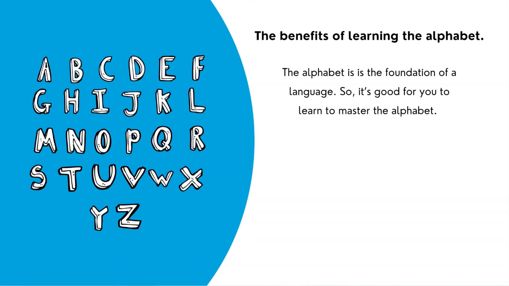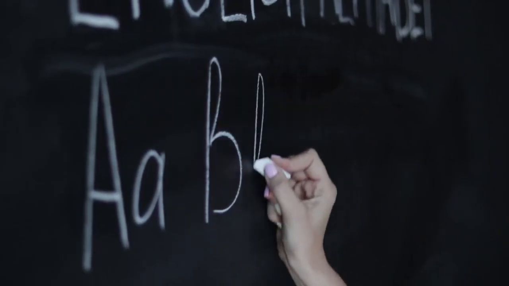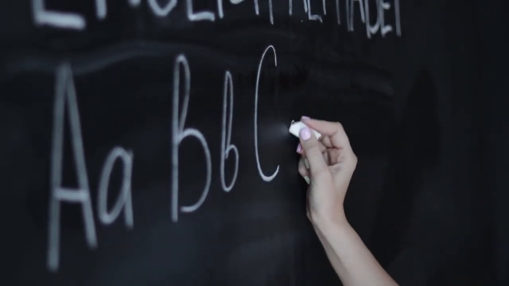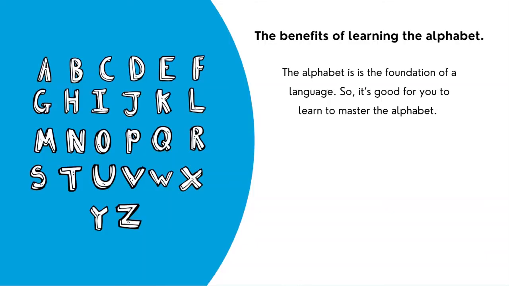The Dutch language is closely related to both German and English, and a lot of language experts say that the language is a combination of characteristics between German and English. A language's alphabet is very important. It is the foundation of the language, so it is good for you to learn to master the alphabet.